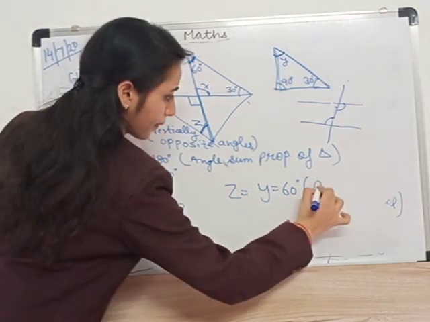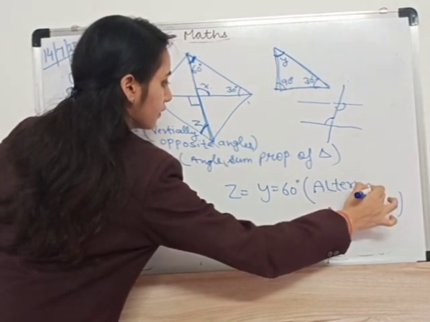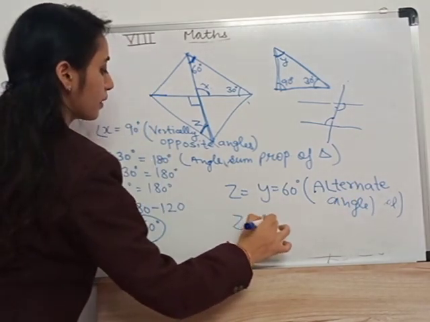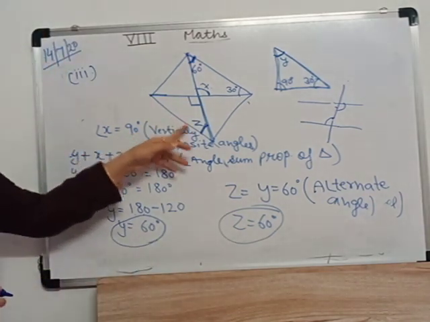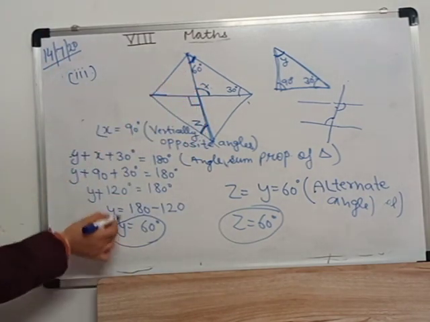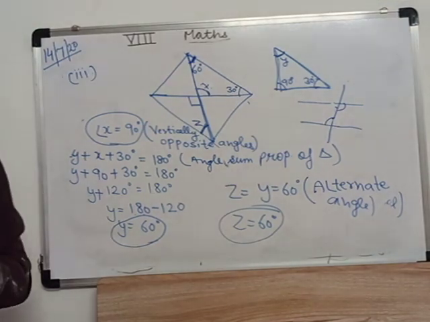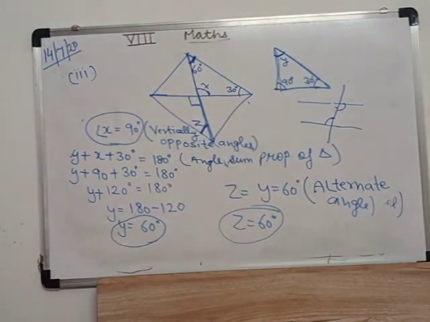These are alternate angles. So the value of our variable z is 60 degrees. So z is 60, x is 90 and y is 60. In this way we can find the values of variables by using the properties of corresponding angles, vertically opposite angles, alternate angles or some other properties of a parallelogram. We can find all these values of variables. By using different properties we can solve each and every variable.